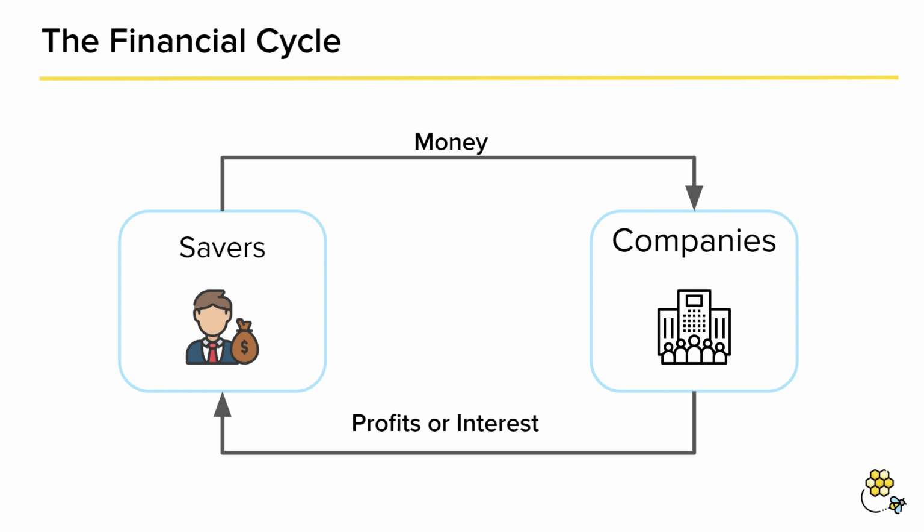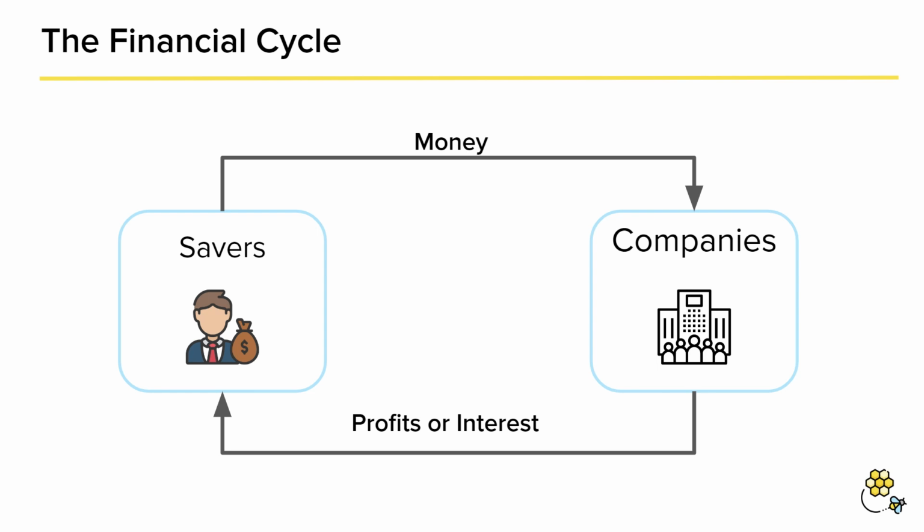Understanding this allows companies to compare the potential return on a project versus how much it actually costs to fund the project. Okay, to bring clarity to this topic, let's revisit the financial cycle in the context of capital markets. The financial cycle describes the flow of money. There are two major parties, savers and companies. Savers give money to companies.